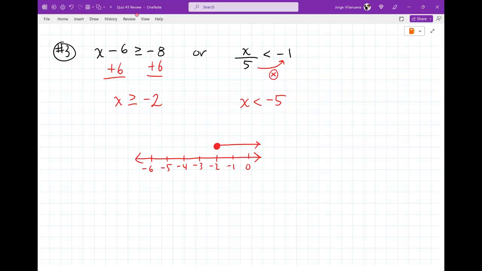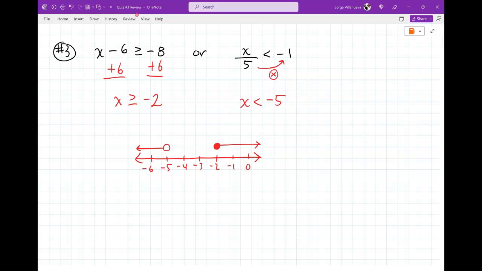My next answer is x is less than -5. Less than is an open circle at -5. And since x is on the left side, the inequality is pointing to the left, so I'm going to go left. And that makes sense because ORs are opposite from each other, right? They go in opposite directions. So I'm okay with that.